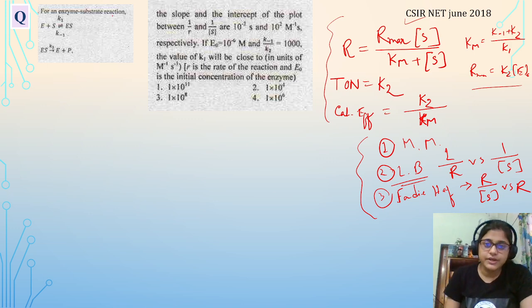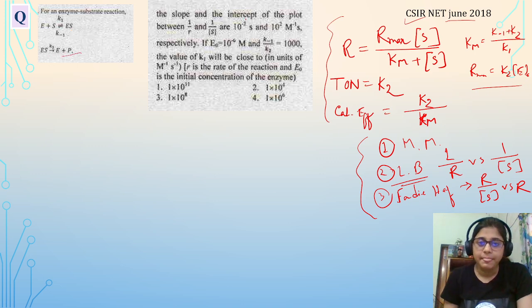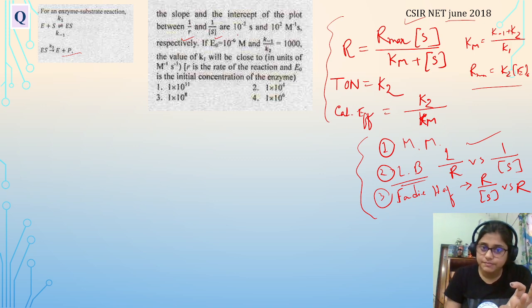In this first question, from CSIR NET June 2018, this is the enzyme substrate reaction. It is given again the same thing, E plus S giving ES, and ES giving E and P. The slope and the intercept of the plot between 1 by R versus 1 by S are given. What plot is this? This is the Lineweaver-Burk plot. I have told you these kinds of questions are asked.